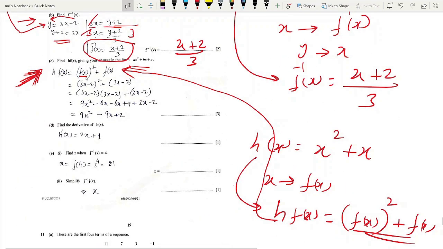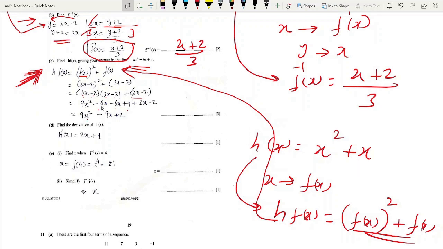So here instead of f(x) I will write (3x − 2) squared, and again f(x) is 3x − 2. So (3x − 2) whole square you will write as 2 times (3x − 2) times (3x − 2). 3x times 3x is 9x squared. 3x times −2 is −6x, −2 times 3x is −6x, and −2 times −2 is 4, and this is 3x − 2.